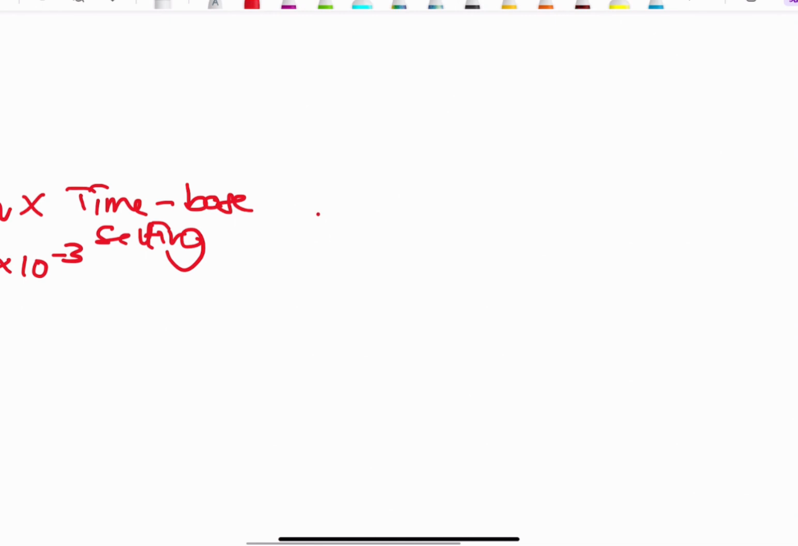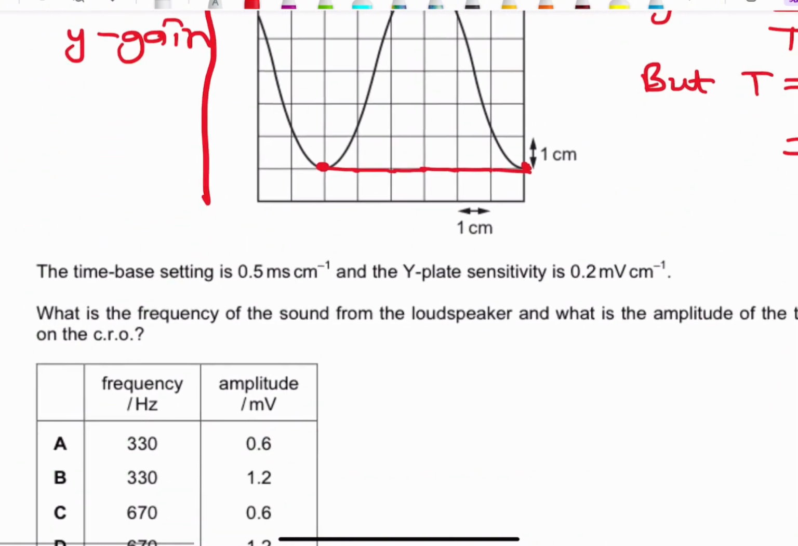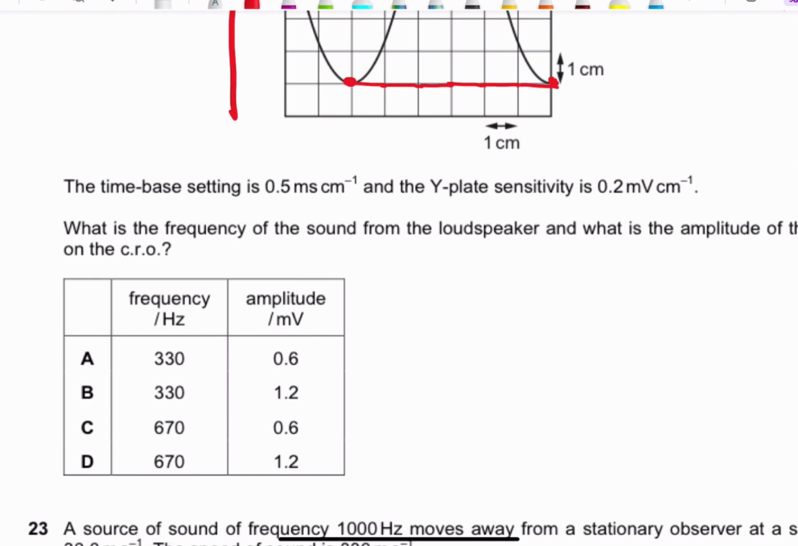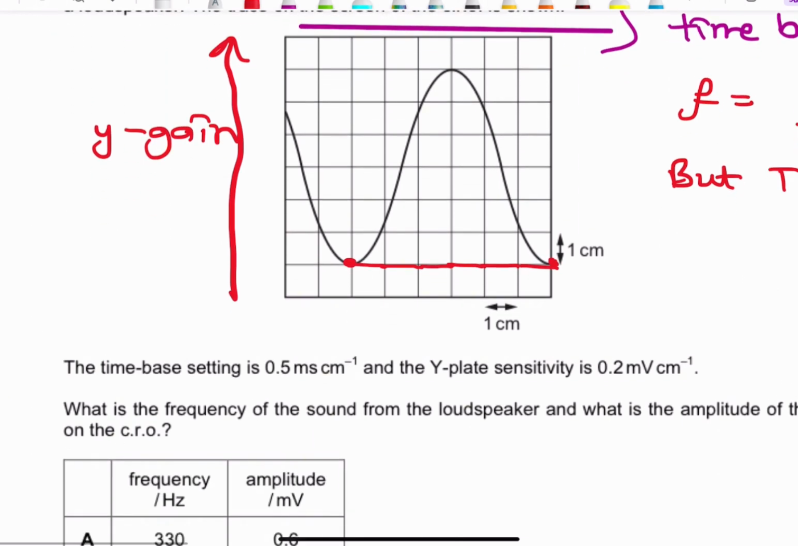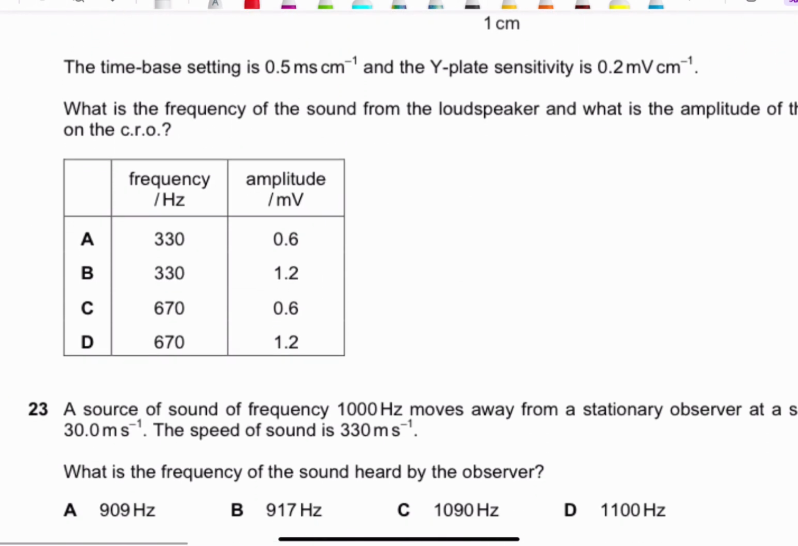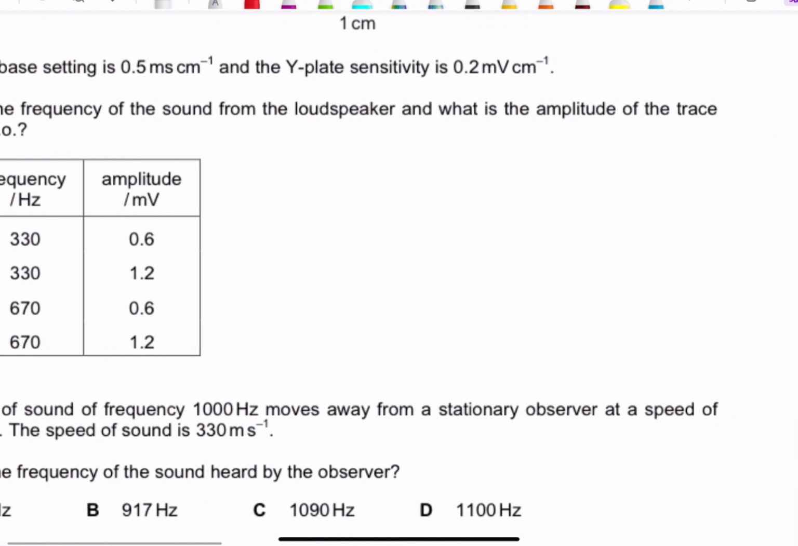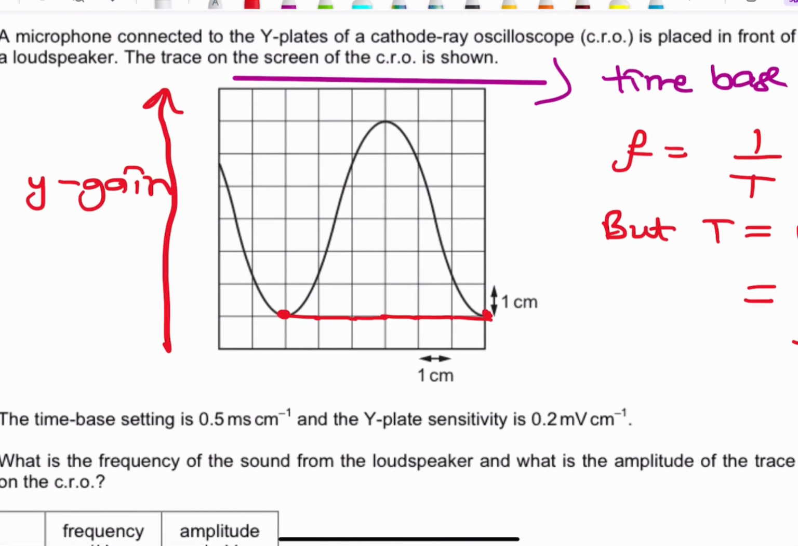Hence my frequency f is now going to be 1 over 3 times 10 to the power of negative 3. It's just 1 over that particular answer, and it's going to give me 333.3, which is either A or B. So A or B are the ones with the frequency of 330. So C is out and D is out. The next thing is the amplitude. How do you read off an amplitude? Amplitude is basically the distance moved from the equilibrium position.